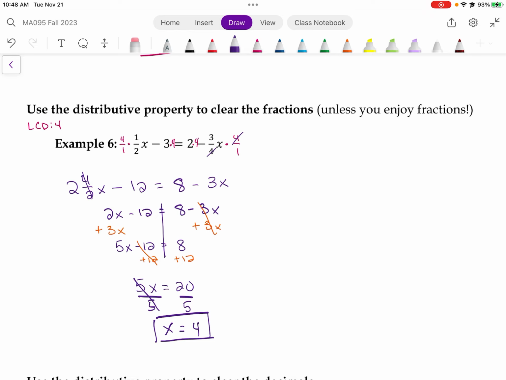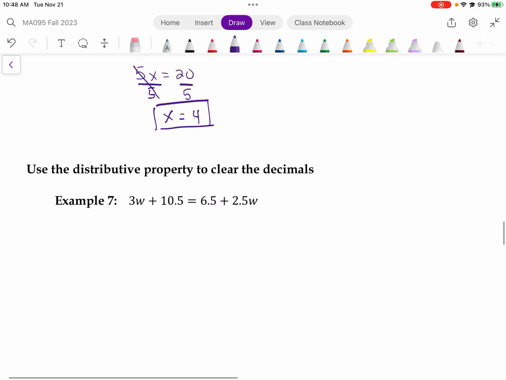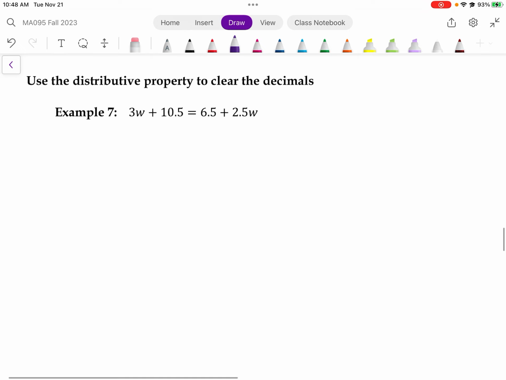And it is just a coincidence that the least common denominator was 4, and we got 4 as the answer. That doesn't always happen. It was just a coincidence in this problem. All right, so if you have a decimal and you want to clear the decimals, what would you do?